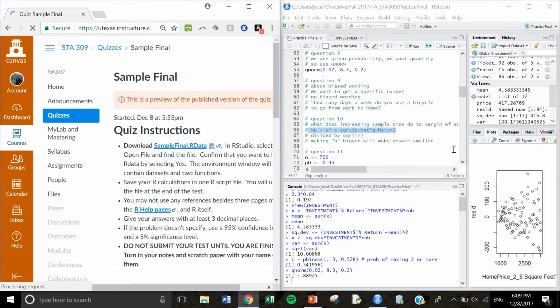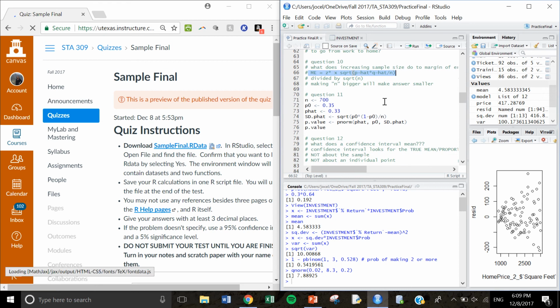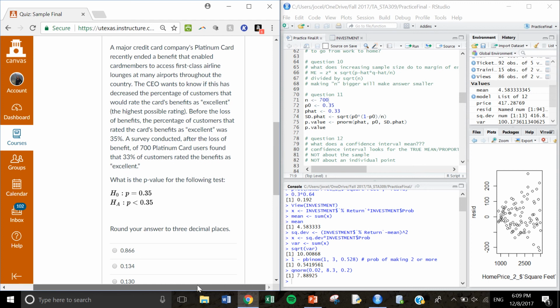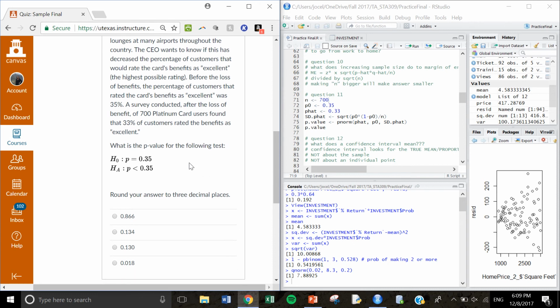Now we're on question 11. This question is about a platinum card benefit, and previously, before the loss, we saw that the proportion of people that rated the card's benefits as excellent was 0.35. And then we did the survey and we saw that 33% of people in the sample rated the benefits as excellent. So it's asking us for the p-value of the test. So we know 0.35 is our null, and our sample one was 0.33.